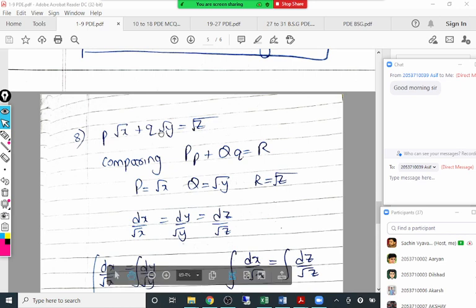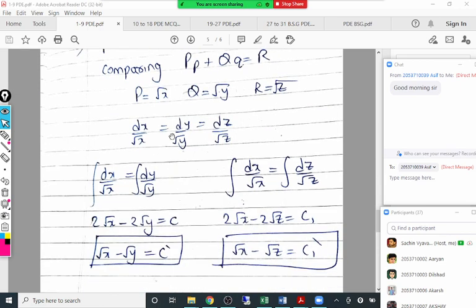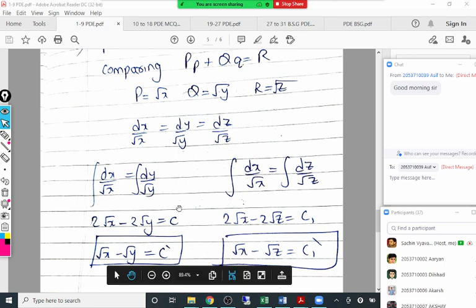Next, p root x plus q root y, and very straightforward. You quickly observe it is in Lagrange's form: Pp plus Qq equal to R, the auxiliary equation. Yes, now from the first two ratios, one solution, and from the last two ratios, another solution can be taken.